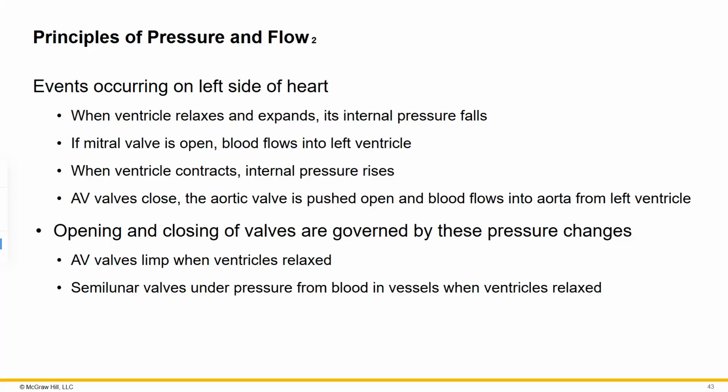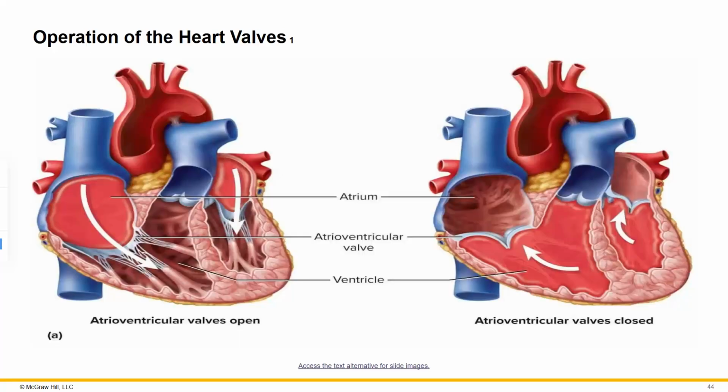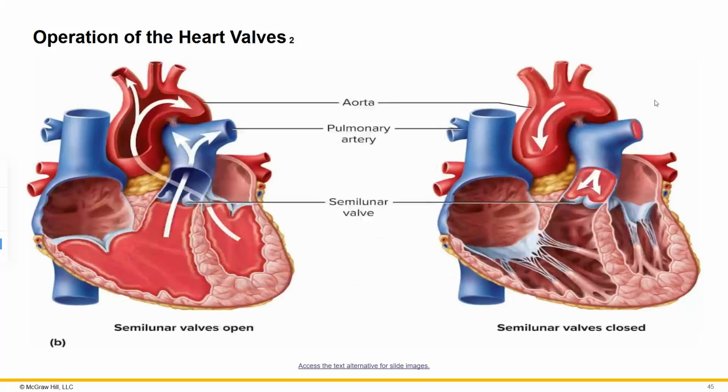AV valves are limp when the ventricles are relaxed. Semilunar valves are under pressure from the blood in the vessels when the ventricles are relaxed. So this just diagrams what we just talked about. And here, we see when the semilunar valves are open versus closed.